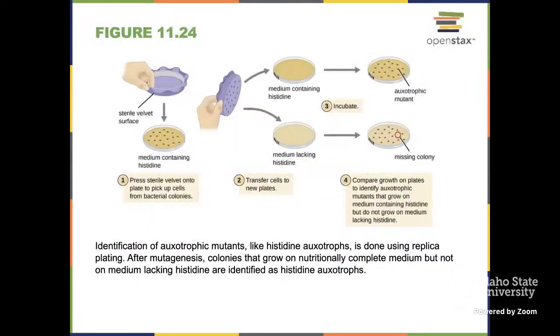This technique is something that we have done in the lab. We don't do it anymore, but it's something that we've done to basically try to visualize mutants, something that has been altered that gives us an opportunity to actually visualize it. So the replica plating uses a piece of velvet cloth. It is like a stamper that's going to transfer the bacteria from one plate to another, and then we will cultivate them up.